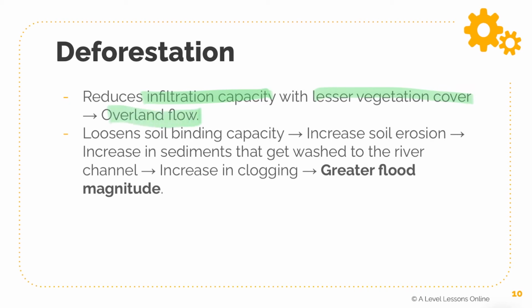So this leads to overland flow when your forests are actually being cleared away. One more thing is that it loosens soil binding capacity, so this leads to greater soil erosion. We'll learn more about soil erosion very, very soon. And this increases the sediments that actually get washed into the river channel, which can lead to clogging. When there's a lot of huge sediments released into the river channel, it would all get stuck along the way, and this prevents water from actually passing through.